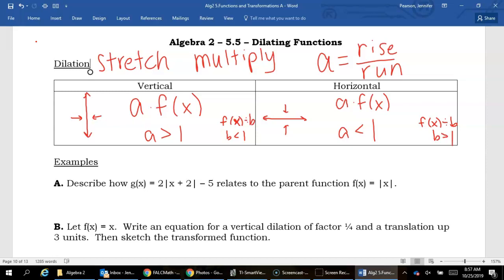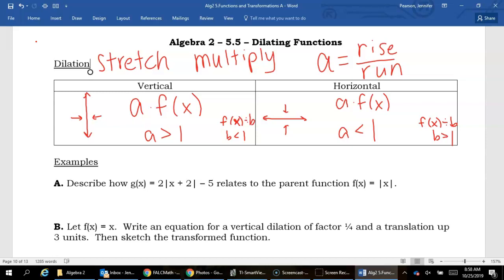I'm not going to give you a lot of divides. I just wanted to put it out there. We're going to focus primarily on multiplying. So multiplying by 2, 3, 4, 5, anything bigger than 1 is going to stretch it tall. And multiplying by decimals or fractions, like a half, a quarter, is going to stretch it wide.